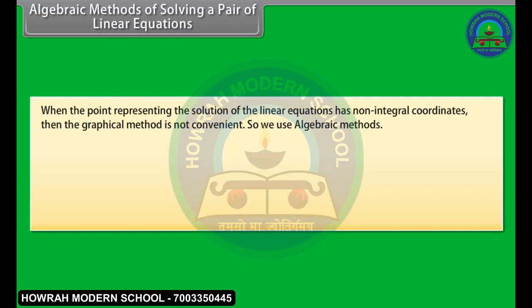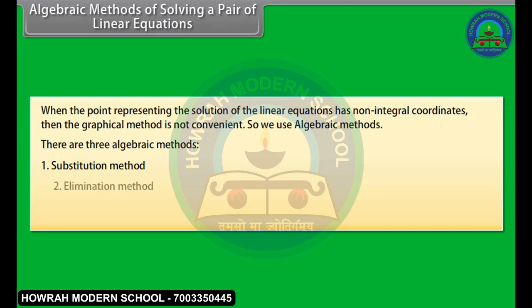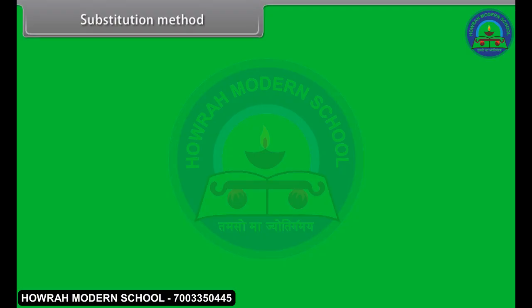When the point representing the solution of the linear equations has non-integral coordinates, then the graphical method is not convenient. So we use algebraic methods. There are three algebraic methods. 1. Substitution method. 2. Elimination method. 3. Cross multiplication.